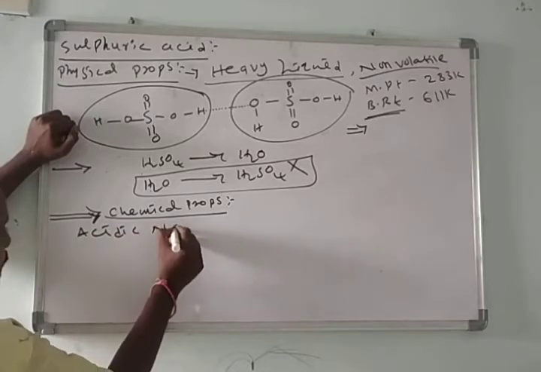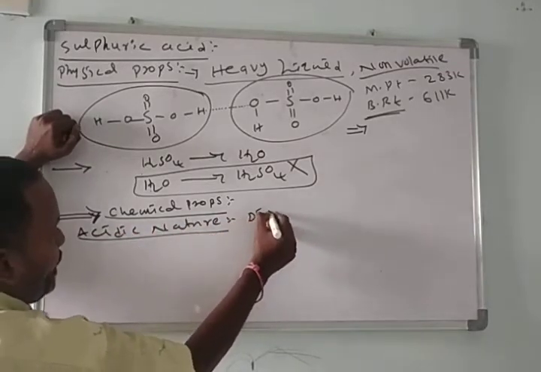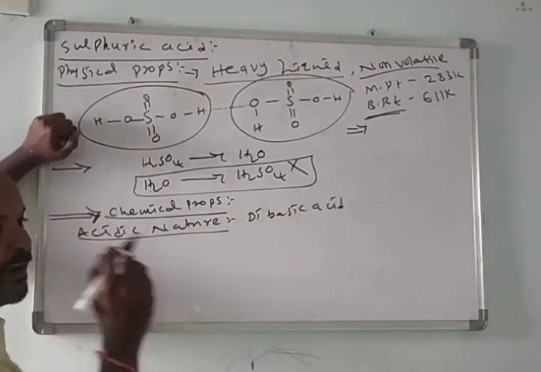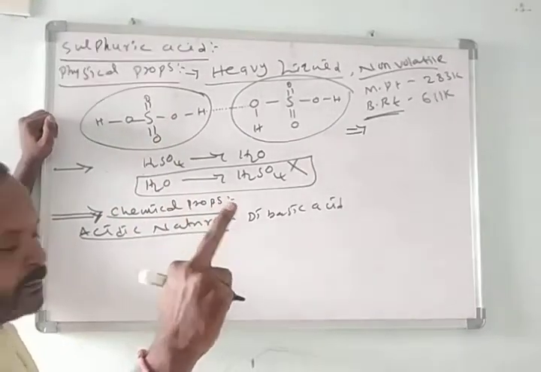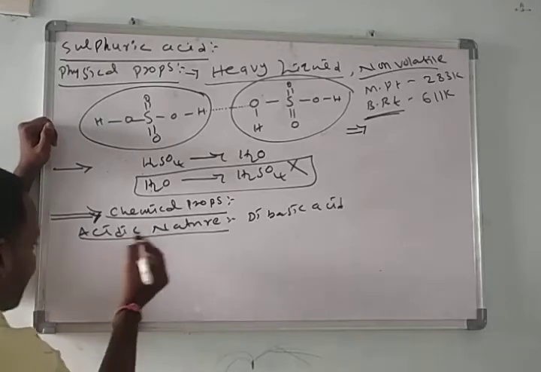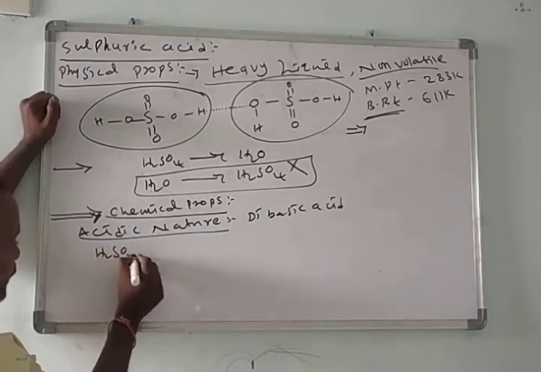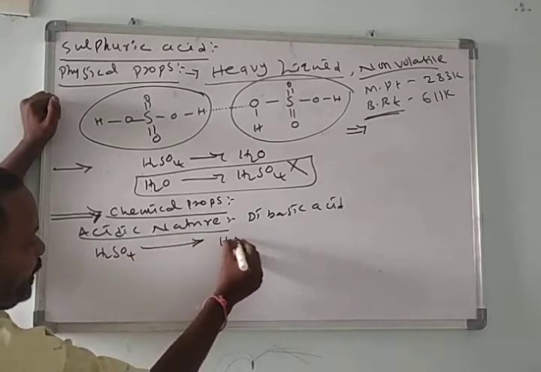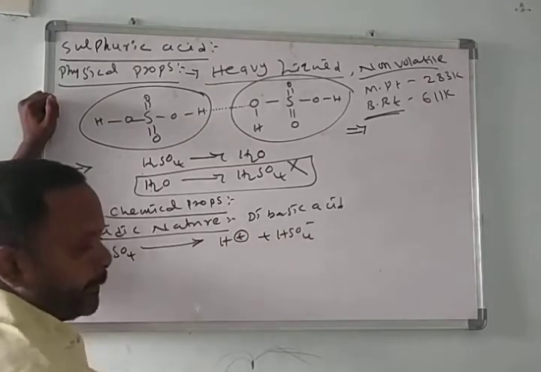Here I want to explain acidic nature. It is a dibasic acid. What is the meaning of dibasic acid? It is capable of interacting with 2 moles of base. That's why we call it a dibasic acid. It dissociates easily in water like this: sulfuric acid dissociates in water and forms H plus ion and HSO4 minus ion.